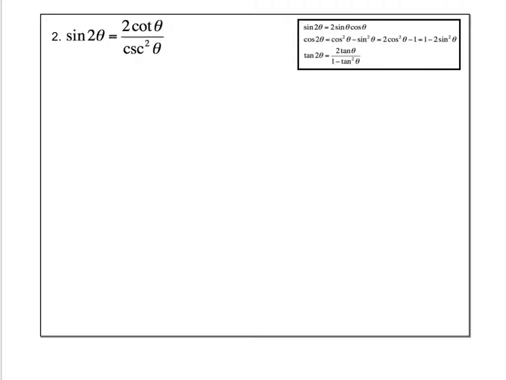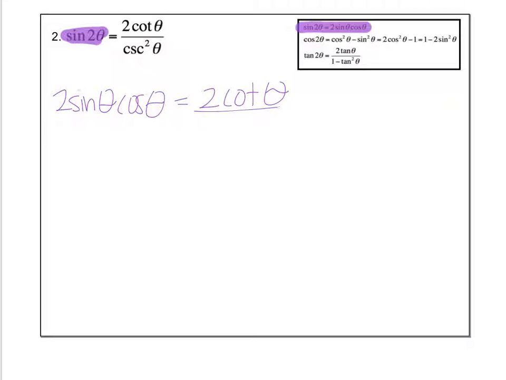So again, the point of these is you're supposed to be looking for either a double angle or a half angle. And this one has a double angle, so we only have one option there. We're just going to plug in what we know. We know that sine 2 theta is really 2 sine theta cosine theta. We're trying to get that equal to 2 cotangent theta cosecant squared theta.